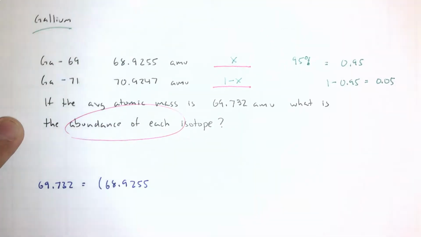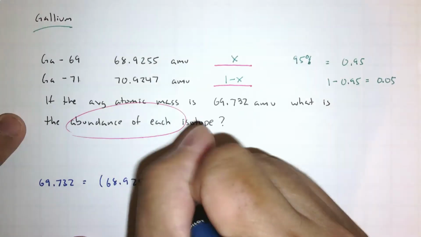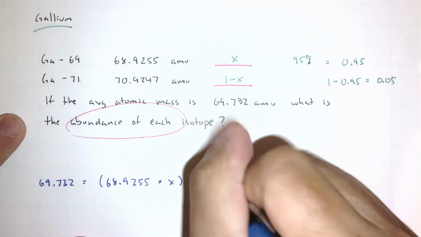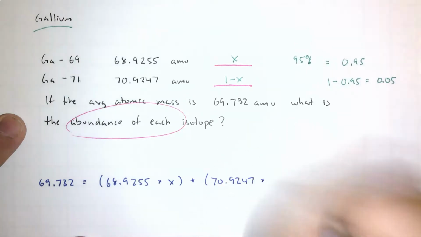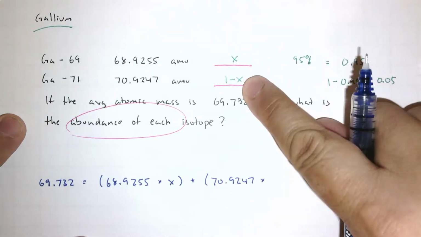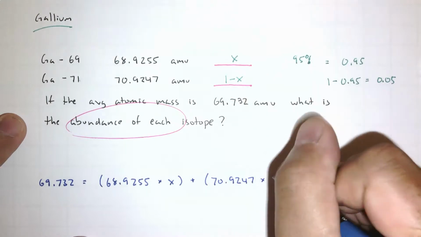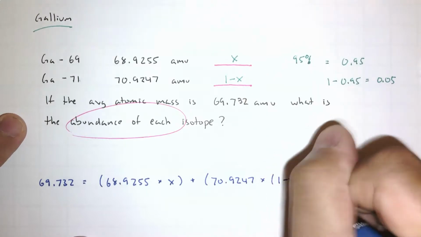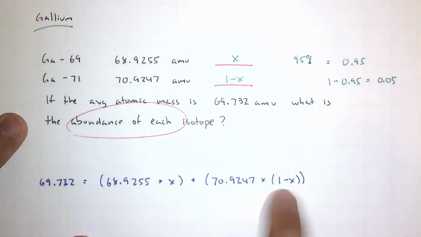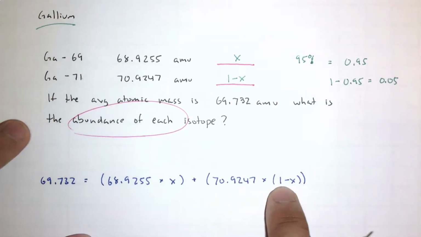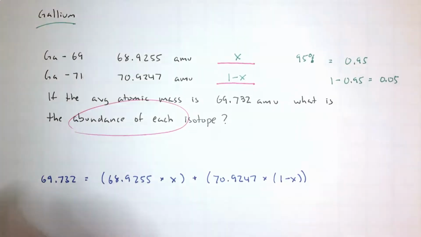68.9255 times x, right? Times 70.9247 times what? Times 1 minus x. So we have parentheses within parentheses. We're going to have to distribute that term for each of these terms within the parentheses. Let's do this in parts.